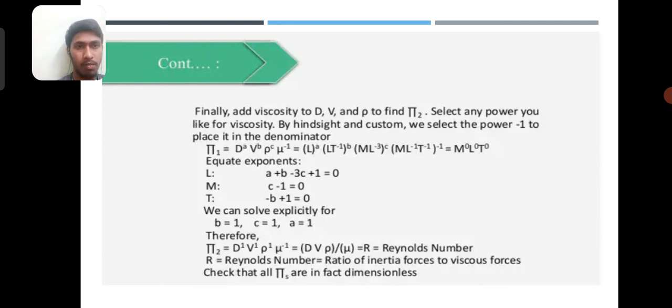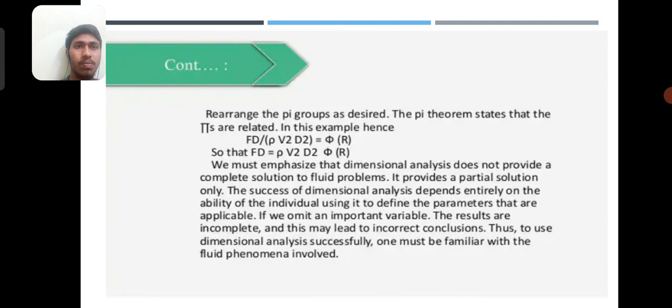And by further solving the equation, we get d v rho by mu, which is known as the Reynolds number. Further, we know that the Reynolds number is the ratio of inertial forces to viscous forces. Then check that the pi groups are in fact dimensionless, and rearrange the pi groups as desired. The pi term states that pi's are related in this example, hence f of t by rho v square d square equals pi of Re. So f of t equals rho v square d square pi of Re.